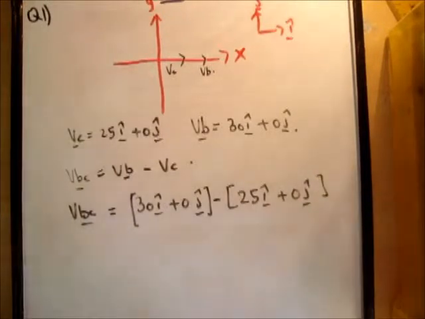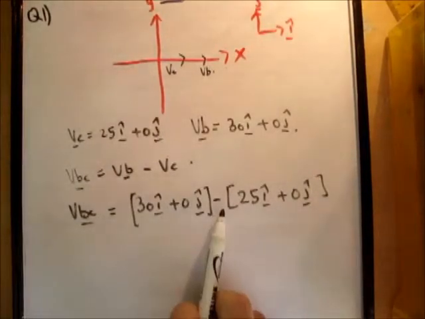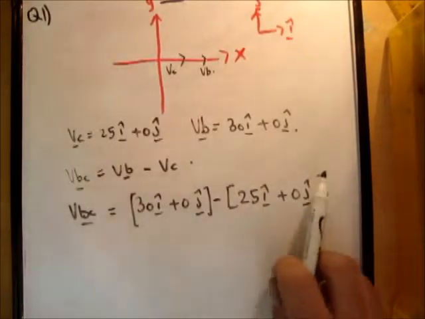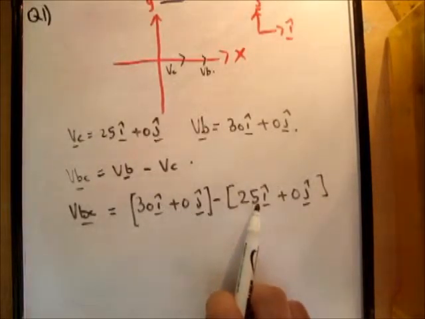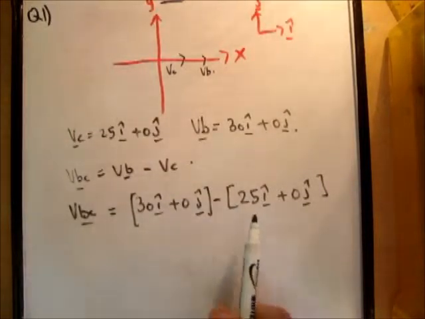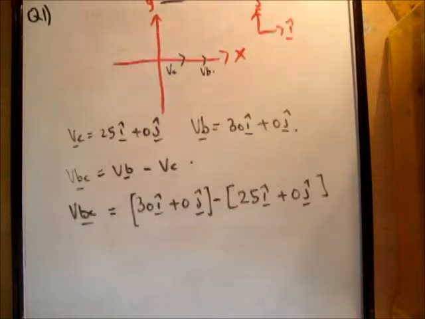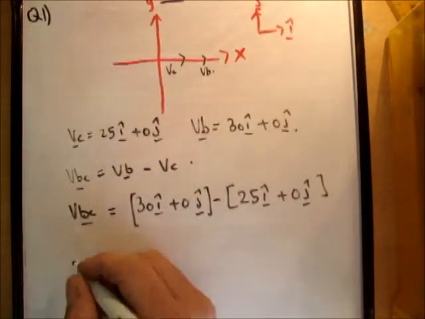Now, the important thing with relative velocity is that you take note of where the brackets are, and that will help you with your signs, because obviously if you didn't put in these brackets, you'd have minus 25 I hat. Now, it does turn out to be like that, but you could forget, for example, to have a negative sign here for the J. Now, it doesn't matter because in this case it's 0, but you just need to be careful, that's all.